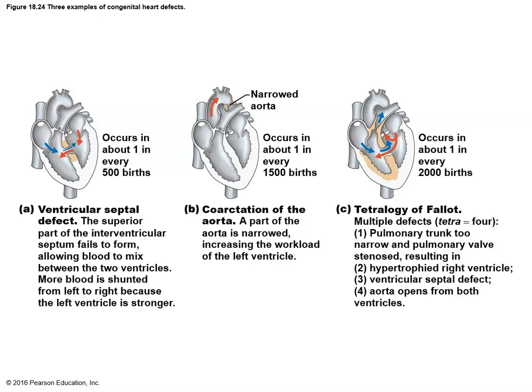The solution for that might be to go in and put a stent in the narrowed part of the aorta to hold it open. Tetralogy of Fallot, the last one here, has a number of different problems. Here we have narrowing of the pulmonary trunk. So the right ventricle tries to send blood to the lungs and has a hard time getting it there. So we're going to have reduced blood flow to the lungs, meaning oxygen deficiency.